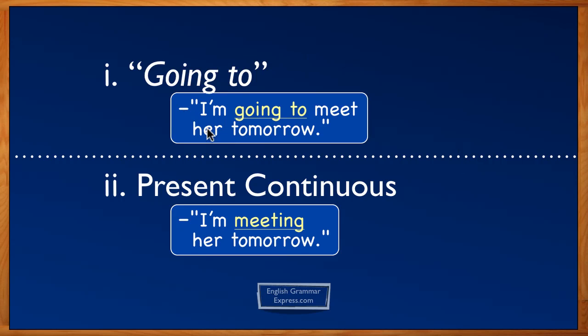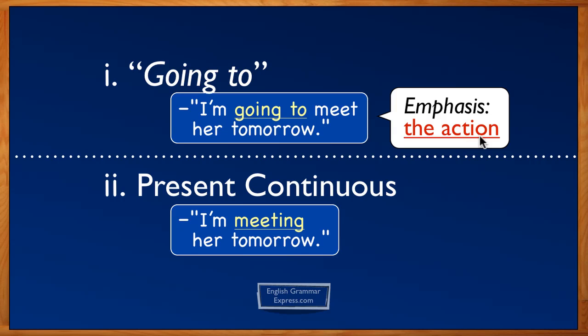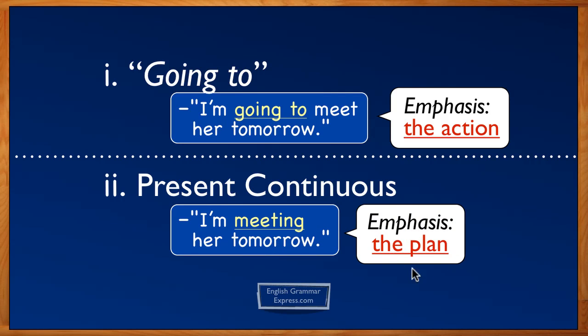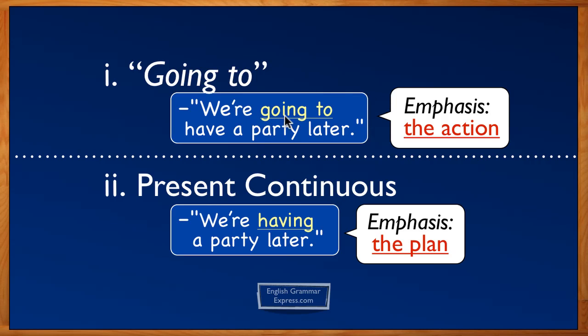In the first sentence, I'm going to meet, the emphasis is on the action, whereas in the second sentence, I'm meeting her tomorrow, the emphasis is on the plan. Two more sentences. We're going to have a party later, we're having a party later. And again, the same rules apply. Going to have a party, the emphasis is on the action. In this sentence, we're having a party later, the emphasis is on the plan of having a party.